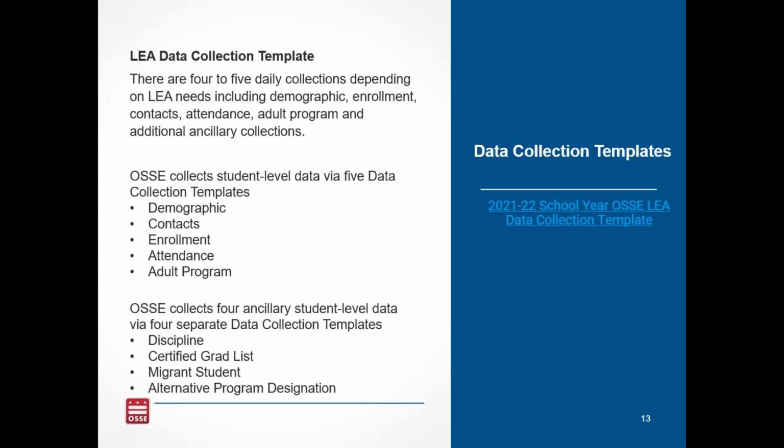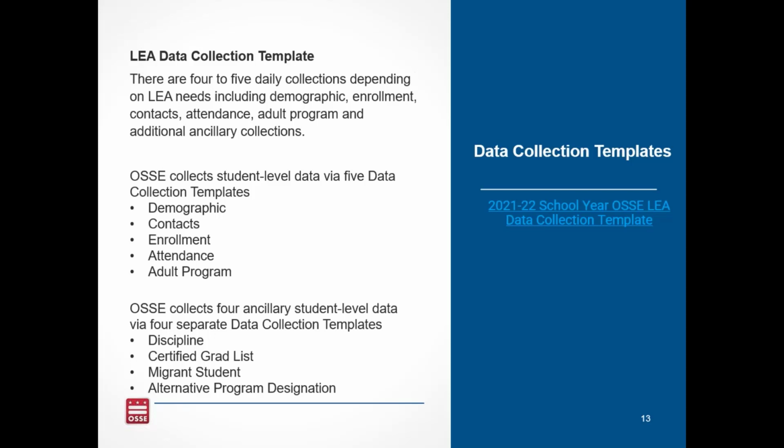They are all located on the link that I shared in the chat for the website where most of the content resides. The OSSE collection essentially collects the cumulative student level data for these collection feeds. The first one, demographics, we're looking for the student's first name, last name, date of birth, address, if they're EL students, are they experiencing homelessness, things of that nature.